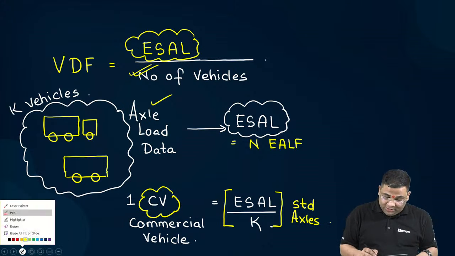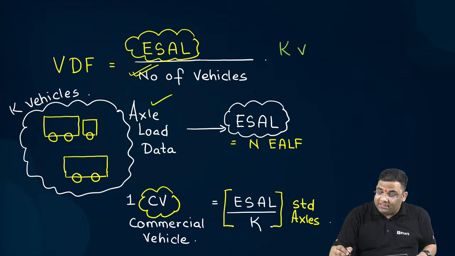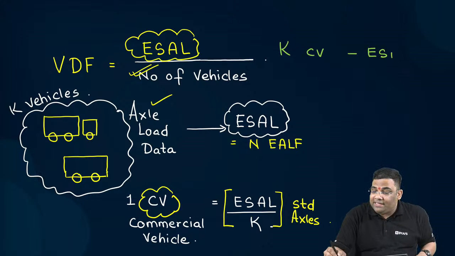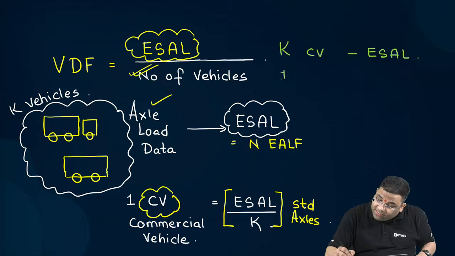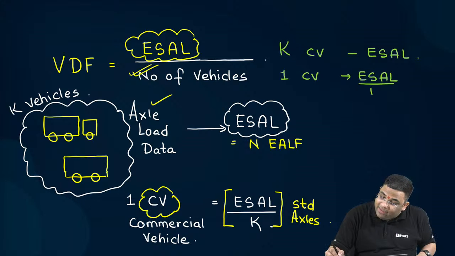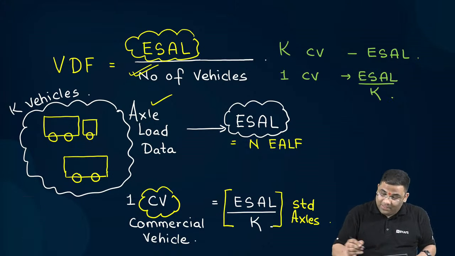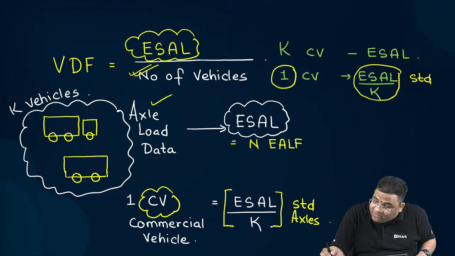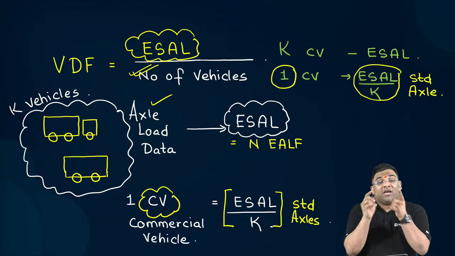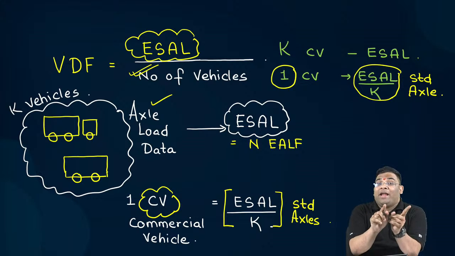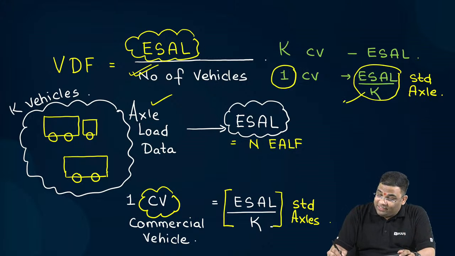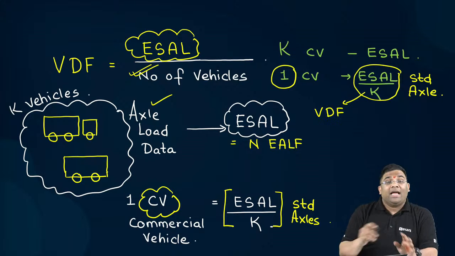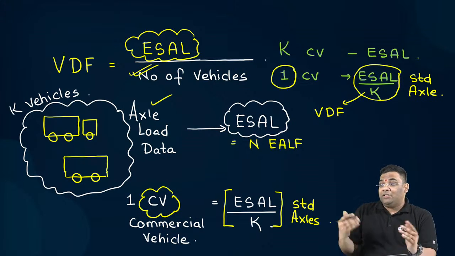Or I can represent it this way: K commercial vehicles had this many standard axle loads, so one commercial vehicle is this many divided by K. So you can see that one commercial vehicle is this many standard axle loads. This is the conversion factor which converts the commercial vehicle into standard axle load. This is your vehicle damage factor. So let us apply this concept hands-on and solve some questions.